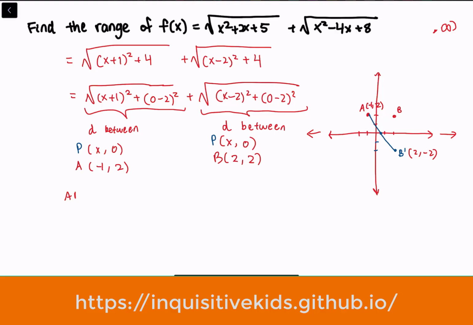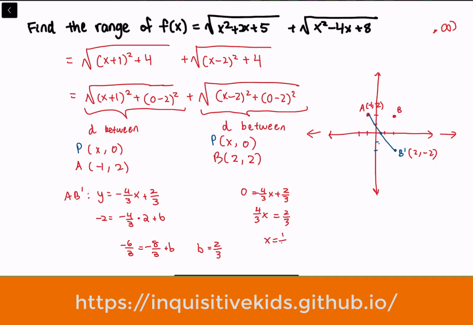So AB prime, what would its equation be? Its slope would be -4/3, and let's find its y-intercept. Its y-intercept is equal to 2/3. So now let's find where this line AB prime intersects the x-axis. AB prime intersects the x-axis at the point (1/2, 0).